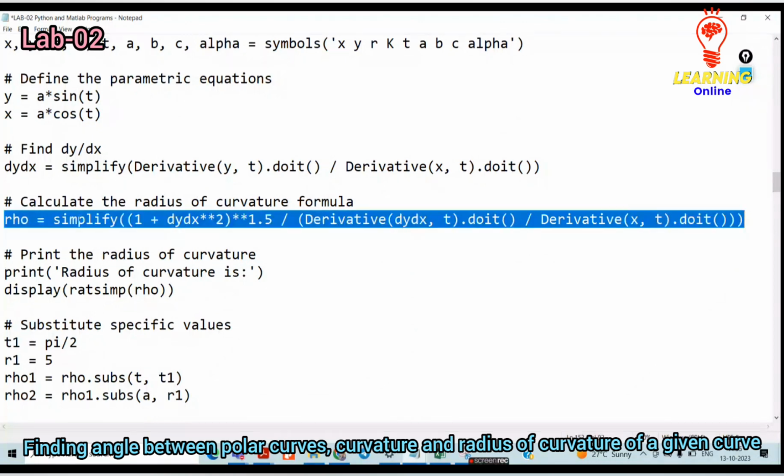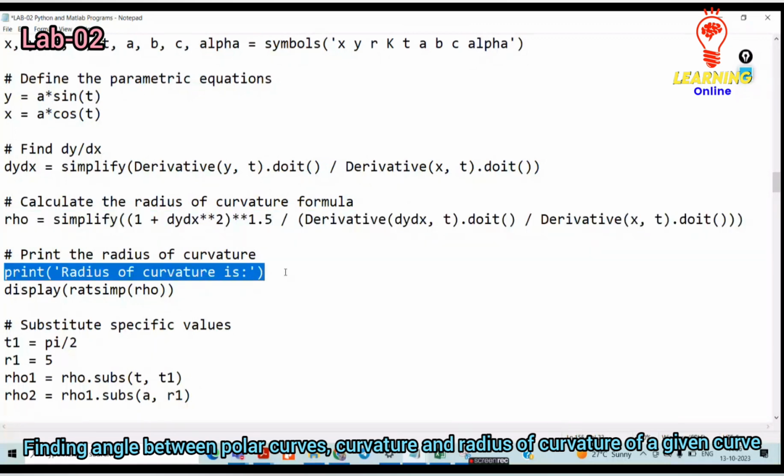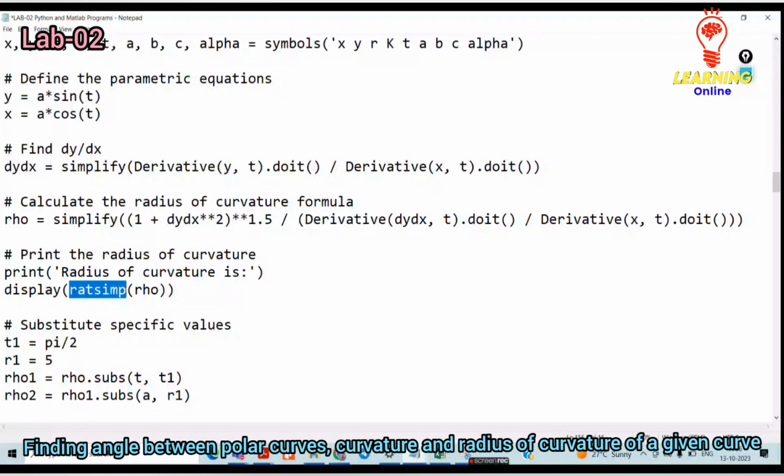This you have to remember, the formula. If you remember this formula, you can type it, give the input, and you will get the output. Print that particular radius of the curvature. Then display ratsimp. This is also one of the functionalities, used when there are derivative functions to simplify. ratsimp of rho. For this expression, it has to make the evaluation and display that as the output.